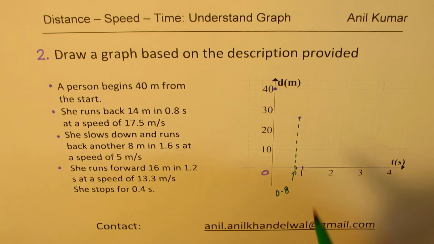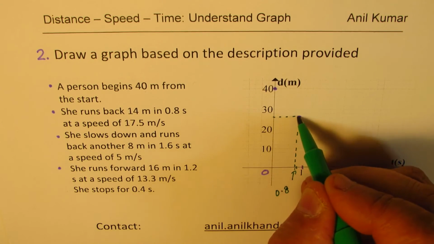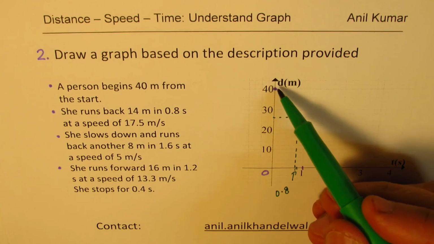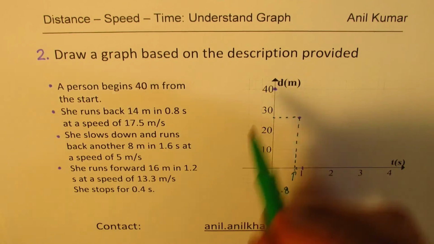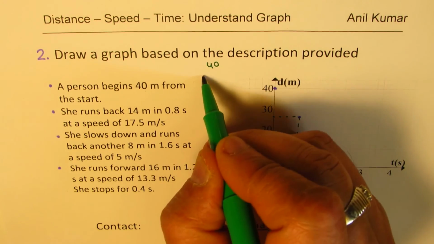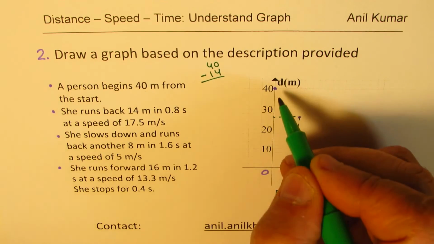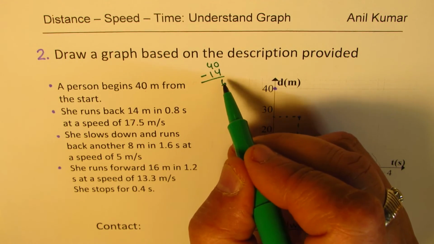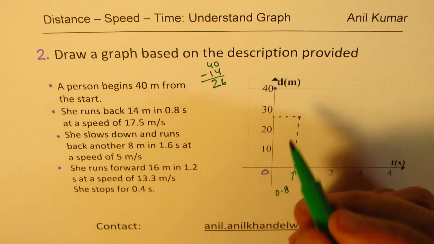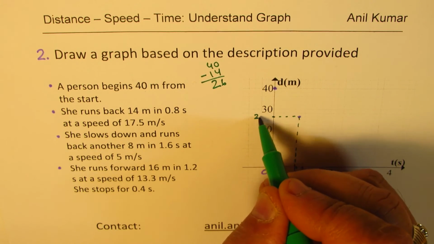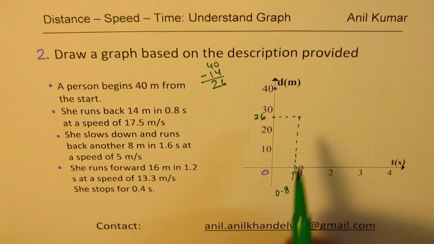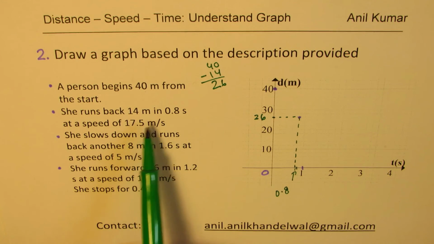0.8. Is that okay? And the position here will be what? We have to reduce by 14, right? So you could do your calculation also. You do 40 minus 14 to get to the net value, which will be how much? Which will be 26, right? So that is your value, 26. Is that clear? So you get your point, which is right there.